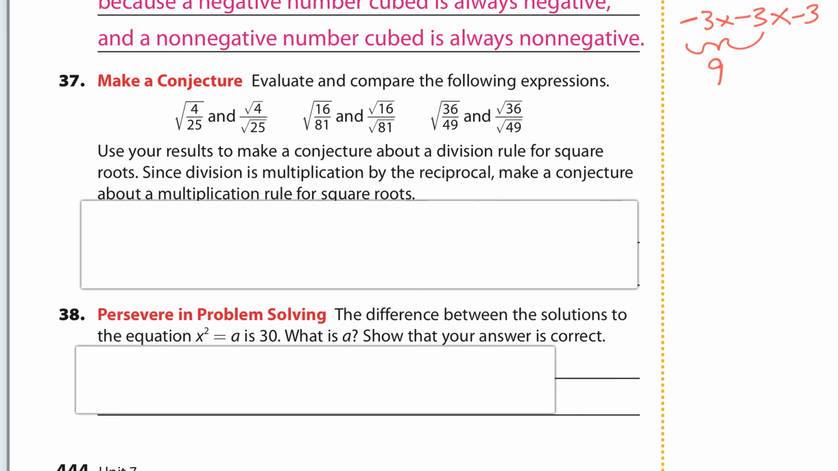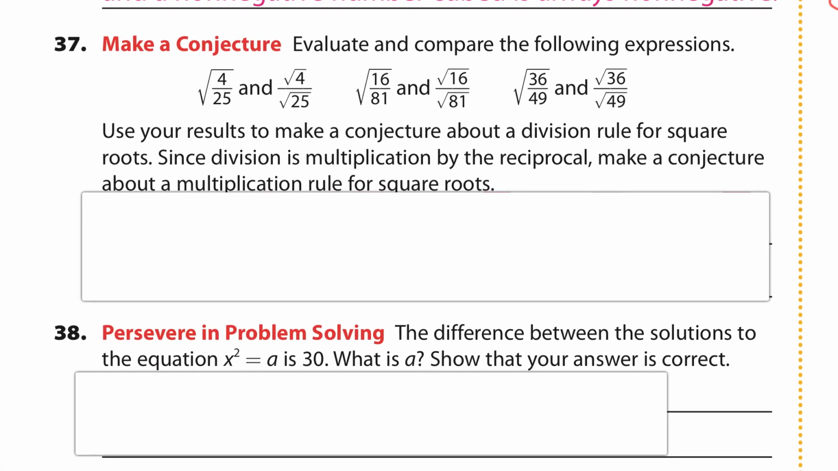So the next one is evaluate and compare the following expressions: the square root of 4 over 25 and the square root of 4 over the square root of 25. Use your results in making a conjecture about the division rule for square roots. Well, the square root of that one is 2/5, and the square root of this one is 2/5. So it doesn't matter. You can do it all in one shot, or you can do it separately. You would get the same answer.